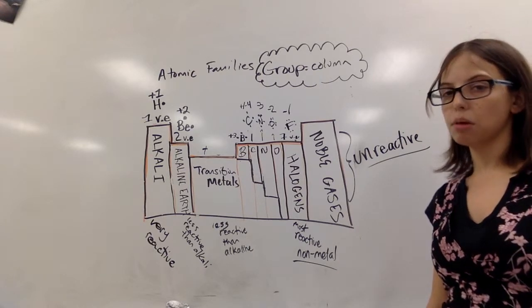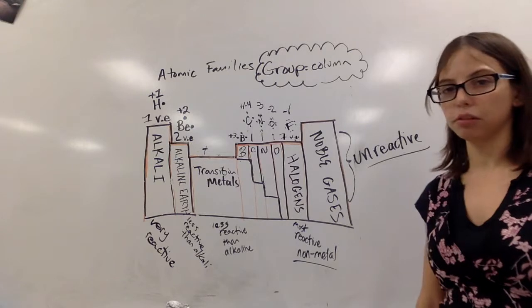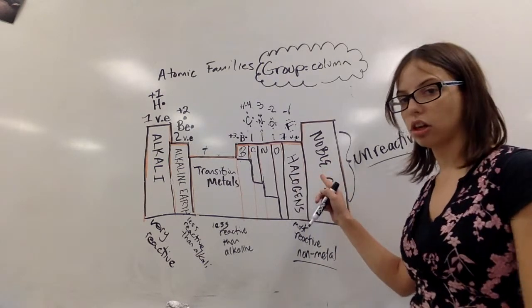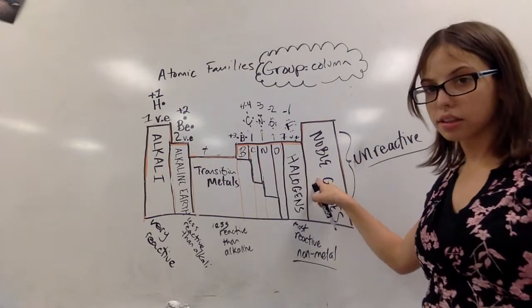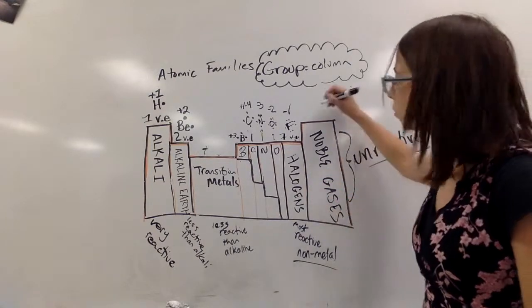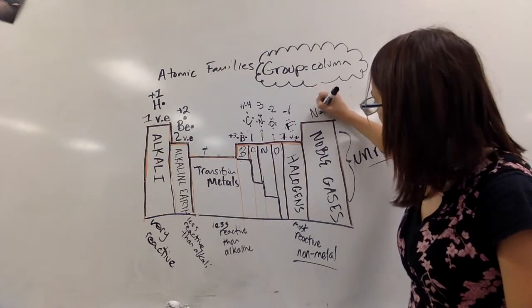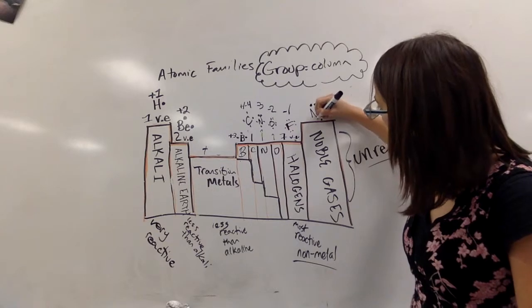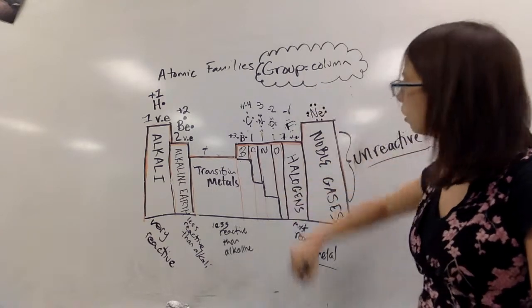And you might be thinking, well, why? Why are they too good for you? That's a great question. You look at their valence electrons. So noble gases, with the exception of helium, have 8 valence electrons. So 1, 2, 3, 4, 5, 6, 7, 8.